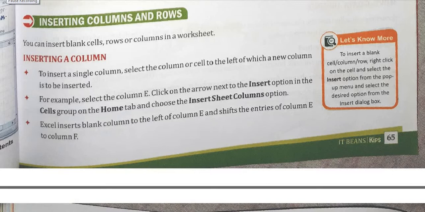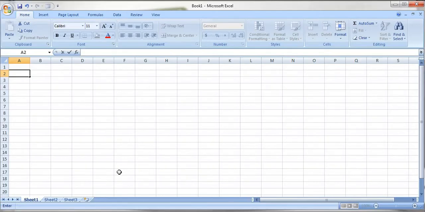Today we will continue lesson 7, editing a worksheet. So from here we will start inserting columns and rows. So what is inserting columns and rows? Let me open MS Excel. So here, inserting columns and rows.